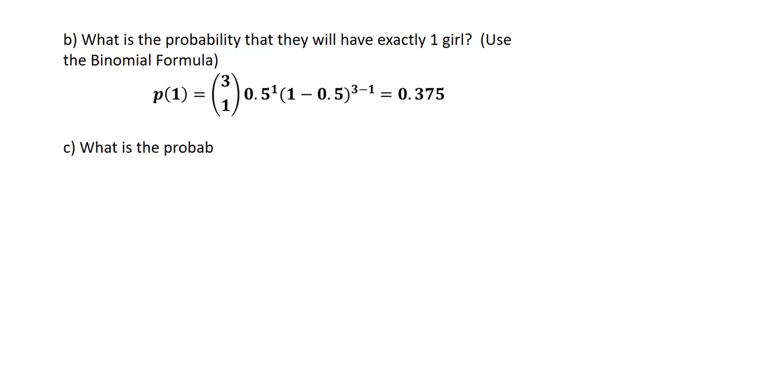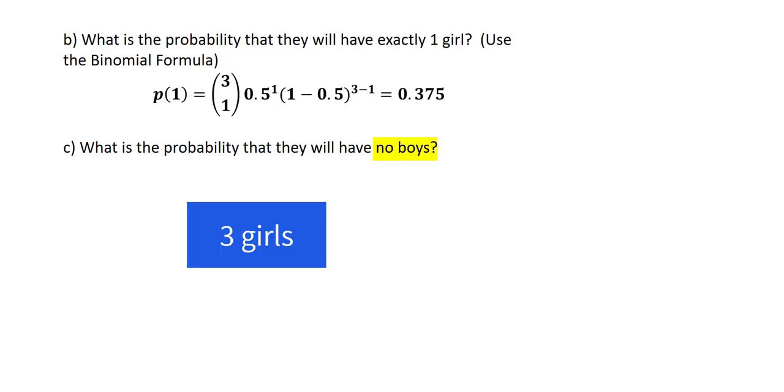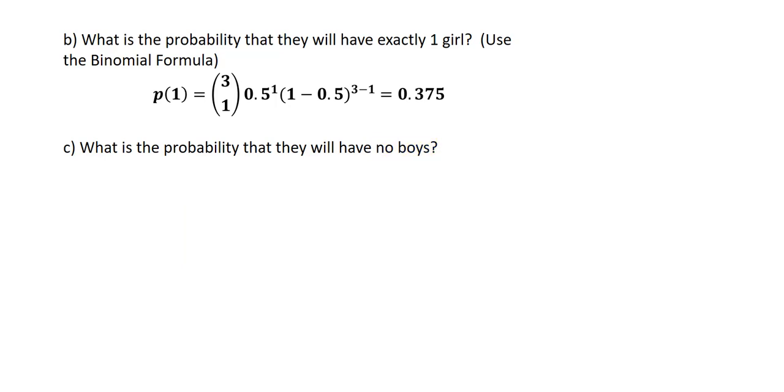The C part says, what is the probability that they will have no boys? In this case, no boys means my X will be 3 girls. They have 3 trials, so no boys means that all 3 trials must be girls. So in this case, my X must be 3. My N also is 3 and my P is 0.5.